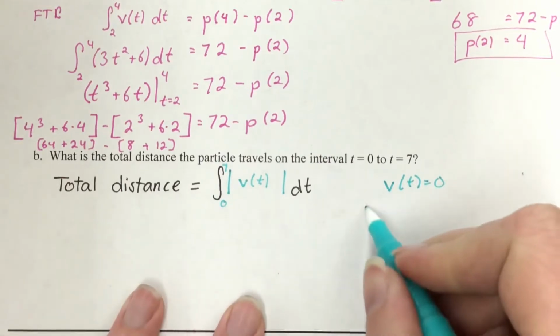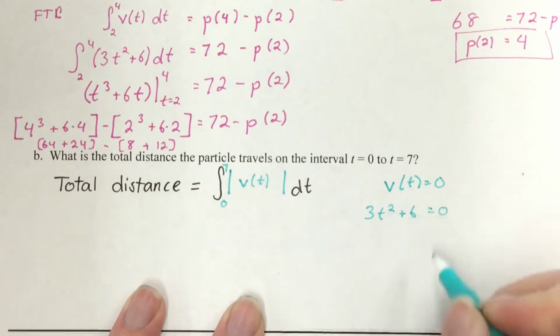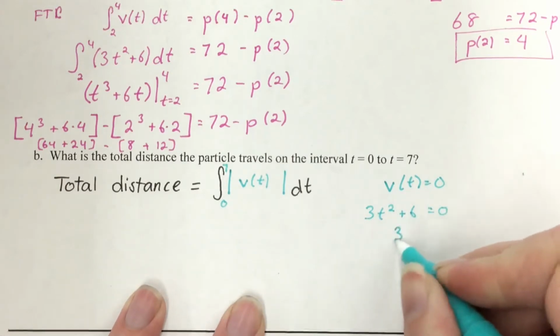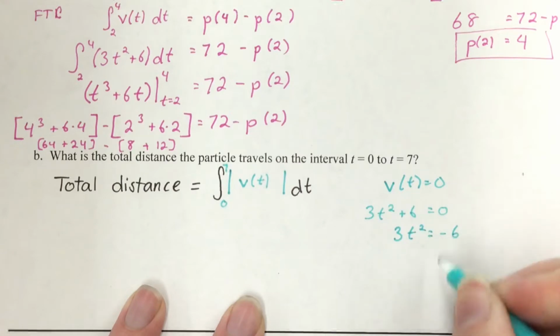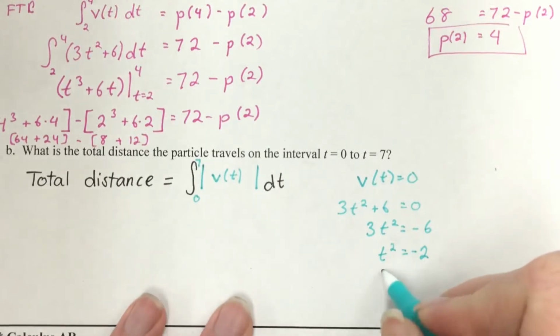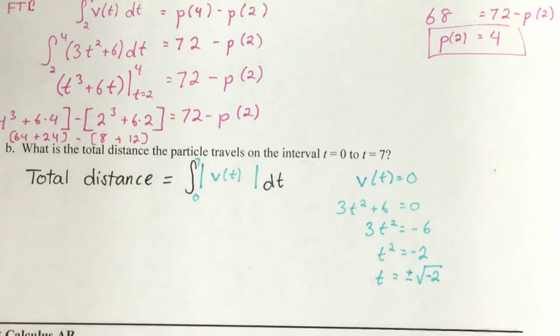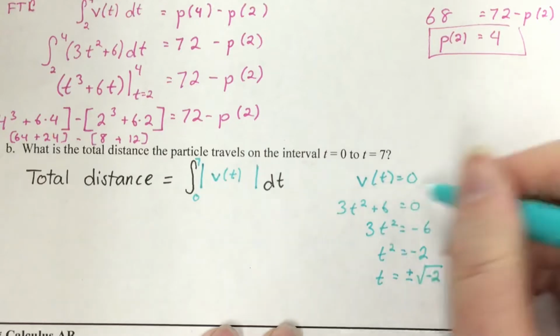V of t is 3t squared plus 6. Let's solve for t squared. We'll subtract 6 from both sides and divide by 3. So t squared equals -2. And if we take the square root of both sides, we get t equals plus or minus the square root of -2. We have an issue there. You cannot take the square root of a negative number and get something real. So that means that V of t never equals 0.